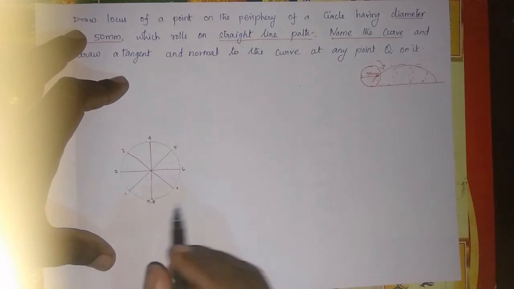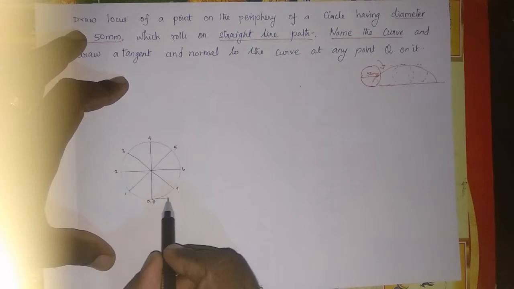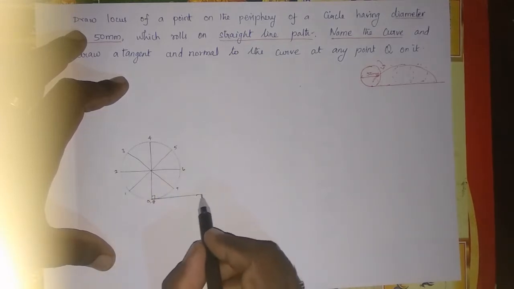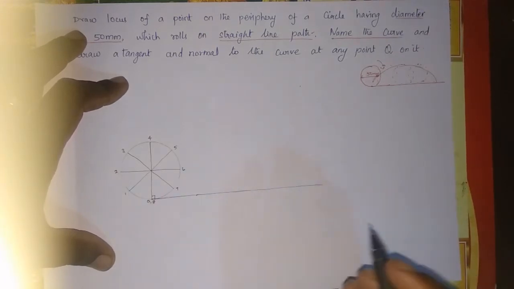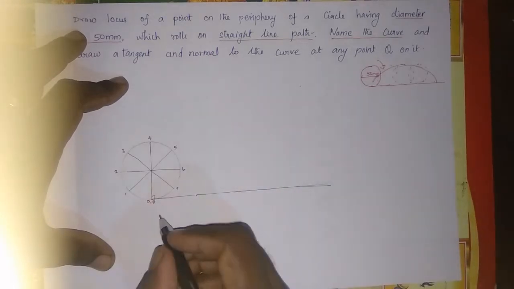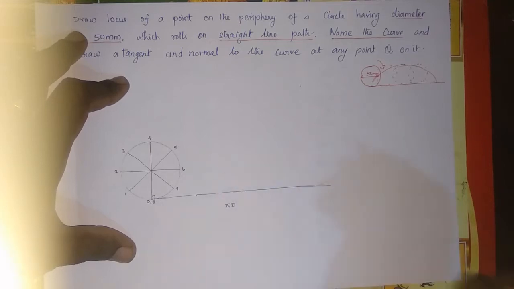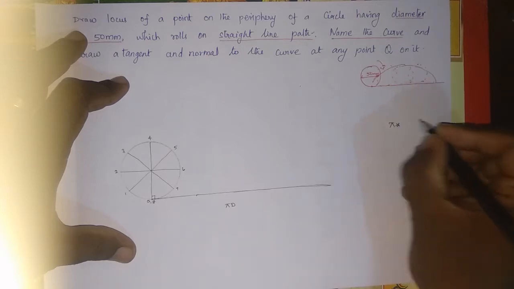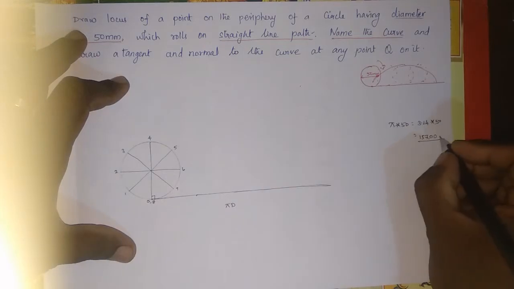From this I am going to draw a straight line, perpendicular to the circle's diameter. The straight line must have a length of pi d, which is pi into diameter 50 mm, so we have 157 mm.